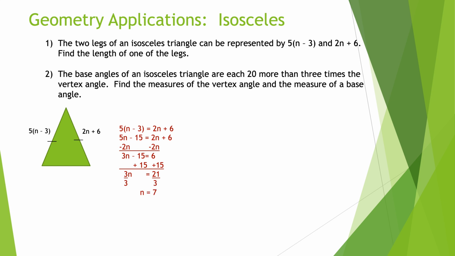Okay, let's confirm that I'm actually correct here. If on the one leg I do 2 times 7 plus 6, I get 20. And on the other one, 7 minus 3, according to the order of operations, is 4. Multiply by 5, and I get 20. All right. Now, they tell you the base angles are each 3n plus 20. So I've got to include that in my diagram. And also the vertex angle is n.